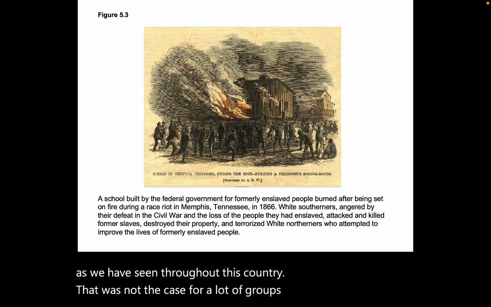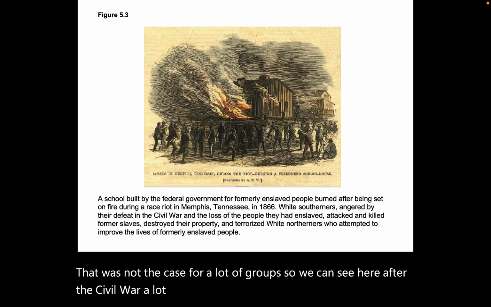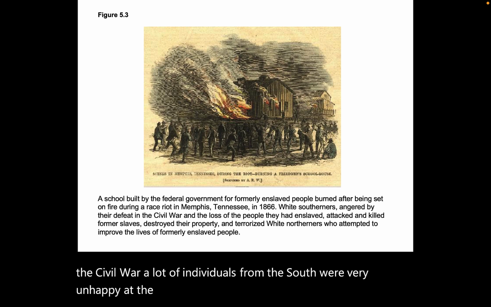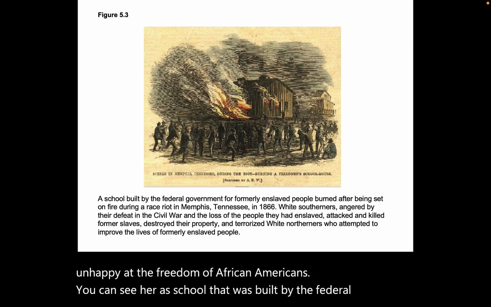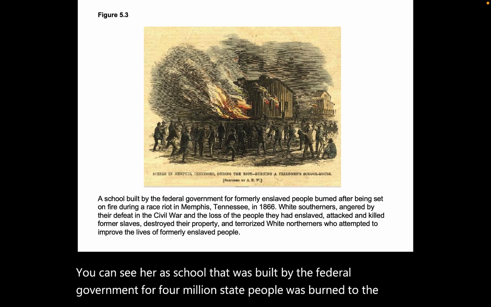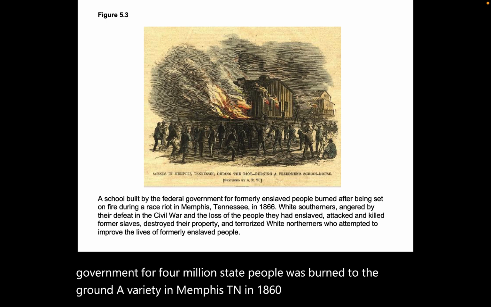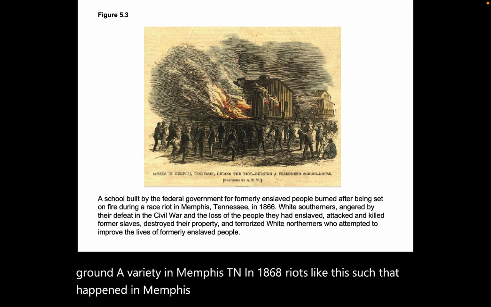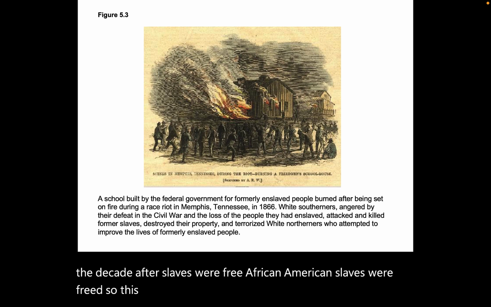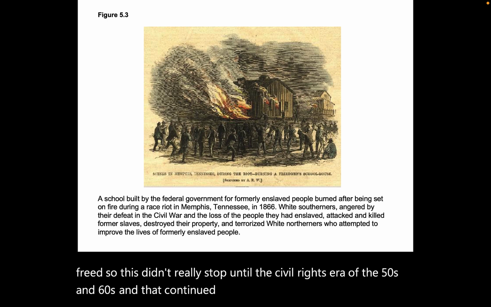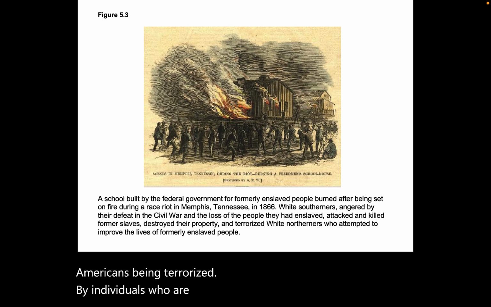We can see here that after the Civil War, a lot of individuals from the South were very unhappy at the freedom of African Americans. You can see here a school that was built by the federal government for formerly enslaved people was burned to the ground in a riot in Memphis, Tennessee in 1868. Riots like this, such as the one in Memphis, Tennessee in 1866, and others continued throughout the decades after African American slaves were freed. This didn't really stop until the civil rights era of the 50s and 60s, with innocent African Americans being terrorized by individuals who were not happy at their freedom.